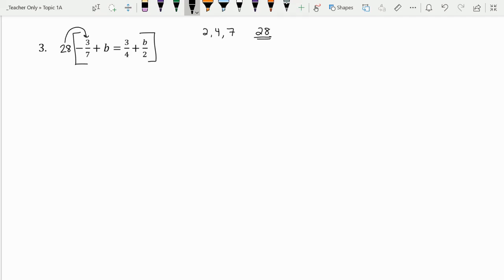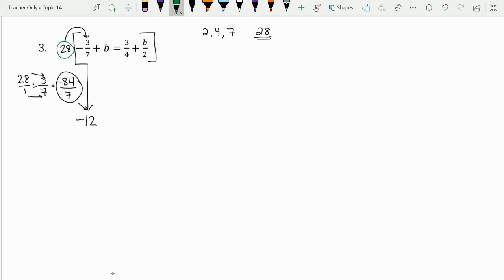So let's do this first by 28 times negative 3 sevenths. I'm going to do 28 times 3 sevenths, and then I'll make it negative. I'm going to multiply the numerators. When I do 28 times 3, I get 84. I'm going to do 1 times 7, which is 7. And this is going to be negative. So this first fraction, we're going to go ahead and reduce negative 84 sevenths, and that's going to become negative 12.